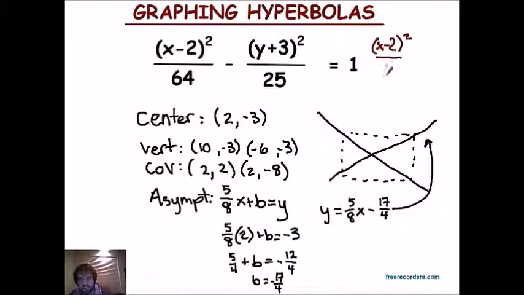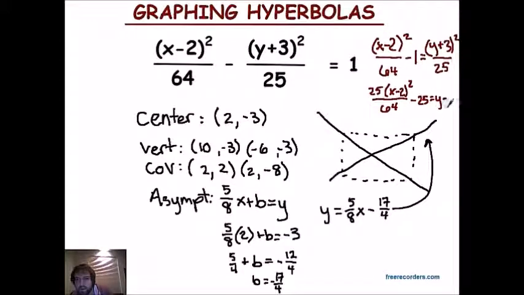All over 64. And then we're going to subtract the 1 over to this side. Equals. And then we've got the y plus 3 squared all over 25. Well, then we can multiply by 25 on both sides. And so we'll see that we've got 25 times x minus 2 squared all over 64 minus 25 equals our y plus 3 quantity squared.